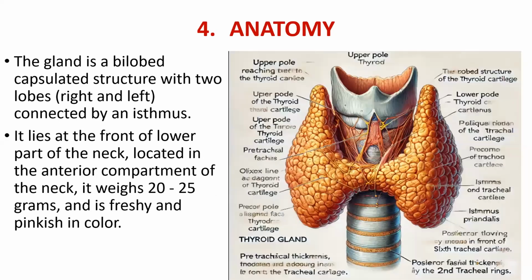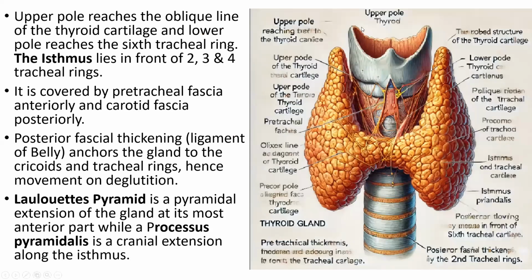The gland is bilobed. It is encapsulated with two lobes, right and left, and it weighs approximately 20 to 25 grams in adults, and it is fleshy and pinkish in color. The upper pole reaches the oblique line of the thyroid cartilage. The lower pole reaches the 6th tracheal ring, but the isthmus overlies only the 2nd, 3rd, and 4th tracheal rings. So this thyroid gland, anteriorly, is covered by pretracheal fascia.